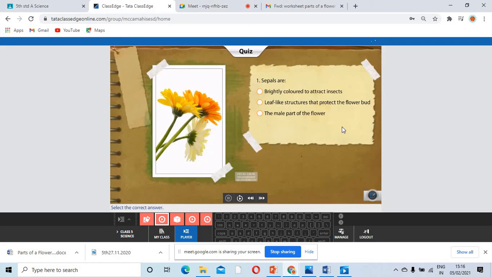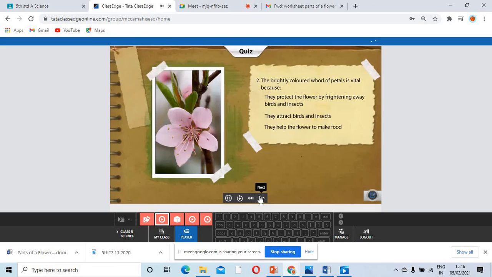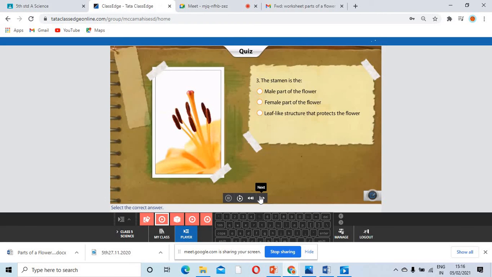Yes, Miss. Leaf-like structures. Very good, Jonathan. We'll go to the next question. I want Hannah Jessica to answer. The brightly colored whorl of petals is vital because they attract birds and insects. Very good. We'll go to the next question. I want Lydia to answer. The stamen is the male part of the flower. Excellent.